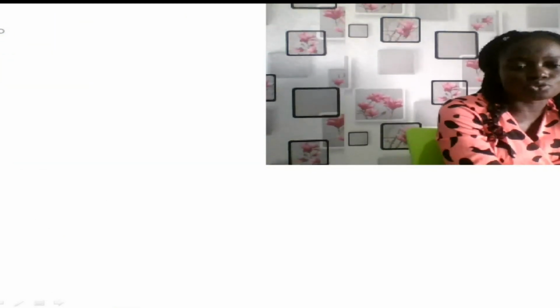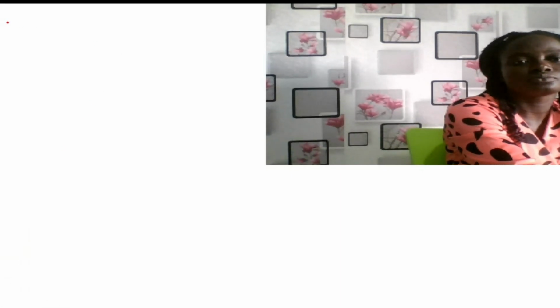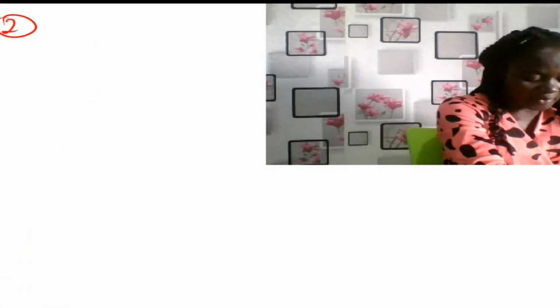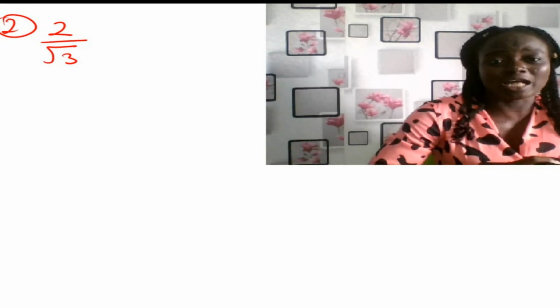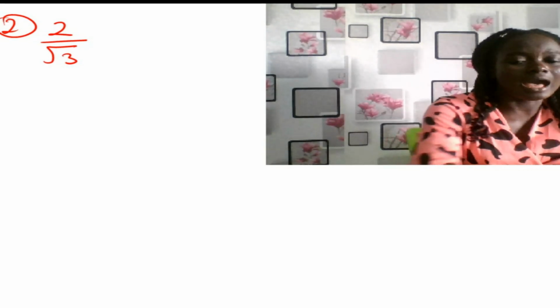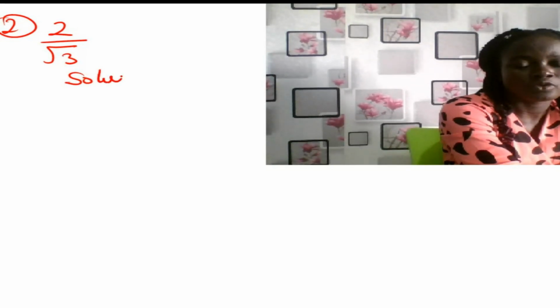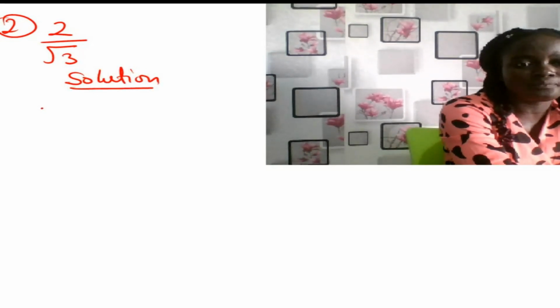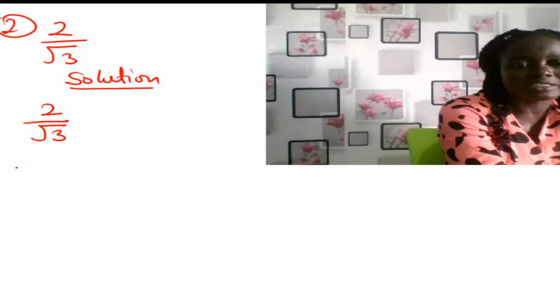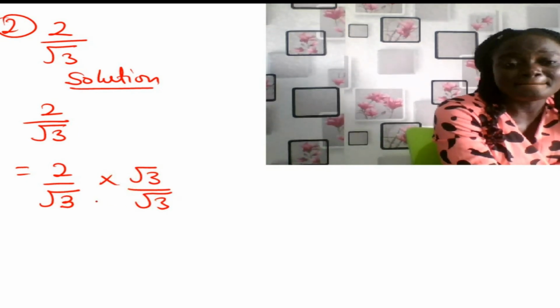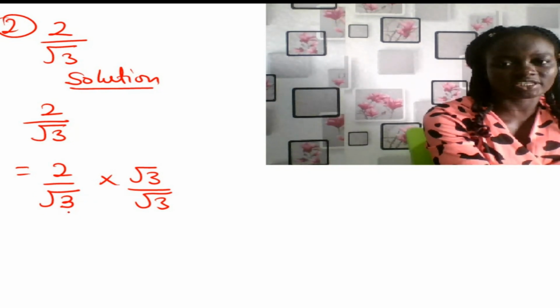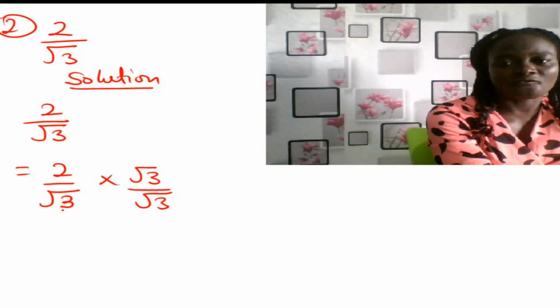Let's pick a different example. Example 2. If I have 2 over root 3 and we are to rationalize this, how do we do it? As we did for the first example, you have to multiply both the numerator and the denominator by the denominator of the question if it is root of a number.